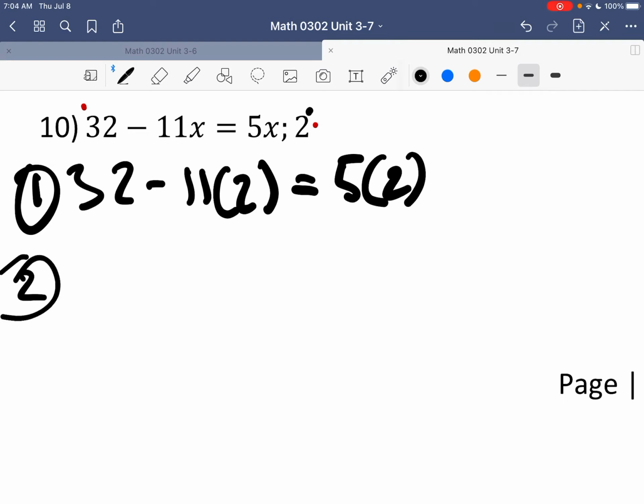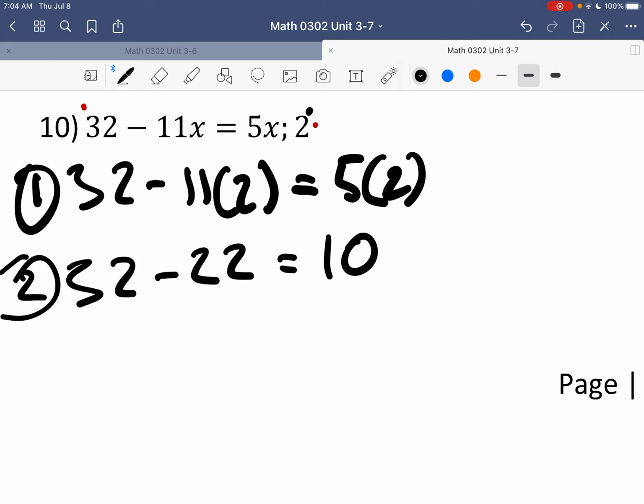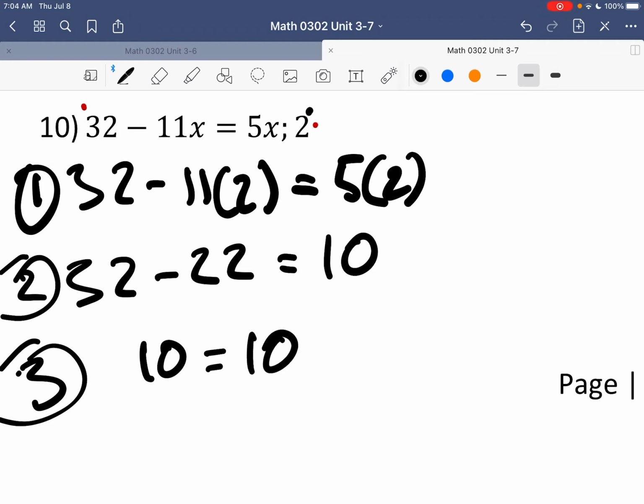Part 2. Here's where we'll start the simplification process. This will be 32 minus 11 times 2, that's 22, equal to 5 times 2, that's 10. In the last step, we combine the like terms on the left-hand side. 32 minus 22 is equal to 10. On the right-hand side, there was really nothing else to do. It was just one term by itself, also equal to 10.